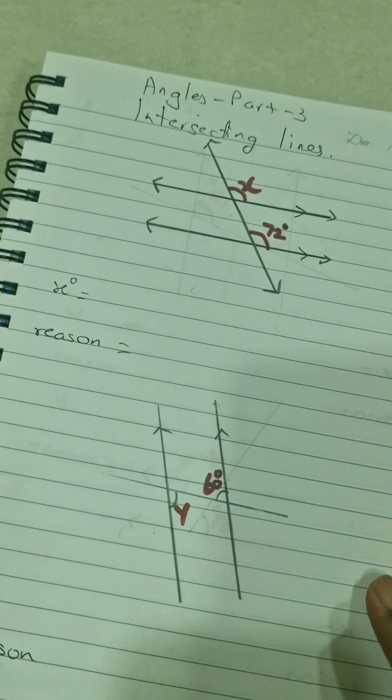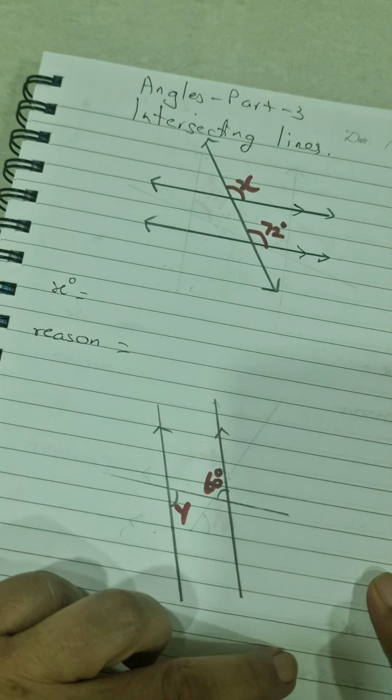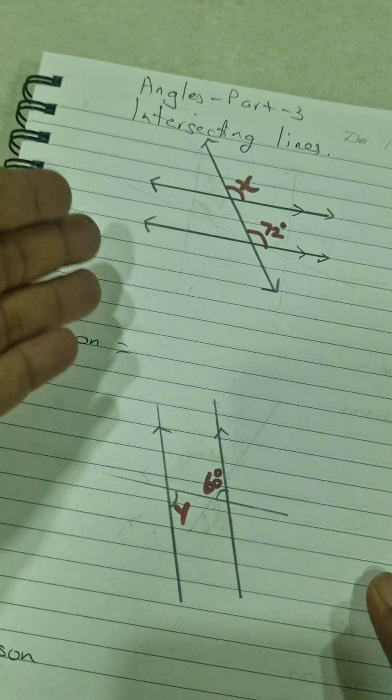Hello everyone. So today again I'm back with angles part 3. Today's topic is intersecting lines, again part 3, with the lines of transversal.